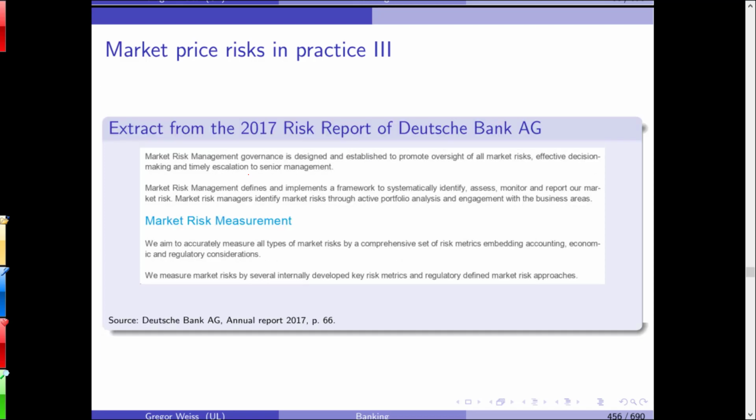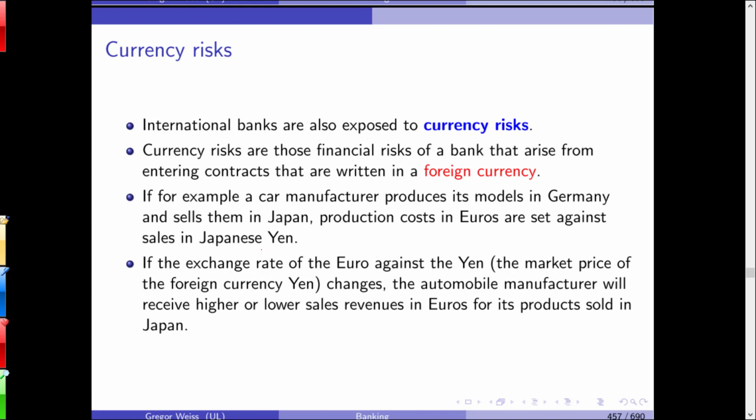Okay, here. Market risk management governance is designed and established to promote oversight of all market risks, effective decision-making, and timely escalation to senior management. We aim to accurately measure all types of market risk by a comprehensive set of risk metrics embedding accounting, economic, and regulatory considerations. Now, this is a lot of management talk just to pacify regulators, but you get the idea. Okay. So that's the general definition of market risk.